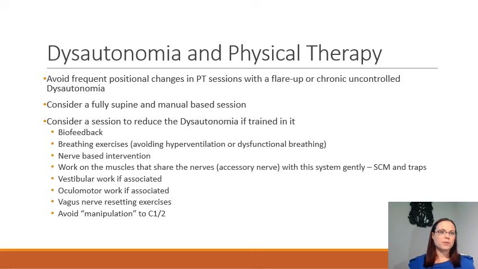So with dysautonomia in general, we want to avoid frequent positional changes during sessions. We don't want them up and down, especially if they're in a flare-up or if they have chronic uncontrolled dysautonomia. It is not going to leave them feeling well. You can consider a fully supine, so fully horizontal, manual-based session. Consider things that might help improve dysautonomia: biofeedback, breathing exercises, nerve-based interventions. You can work on the muscles that share the nerves with that system, so the accessory nerve, cranial nerves, the upper trap, the sternocleidomastoid. Vestibular work, if it seems to be associated, oculomotor work, again, if it's associated for the person.